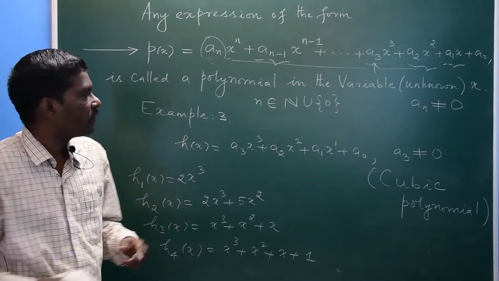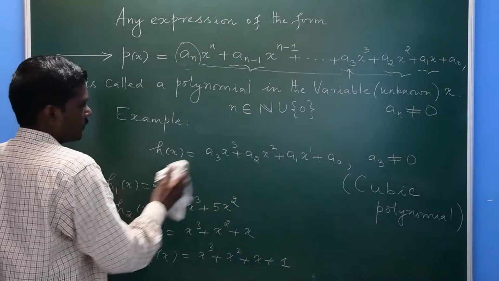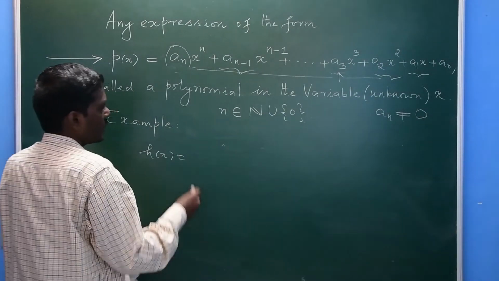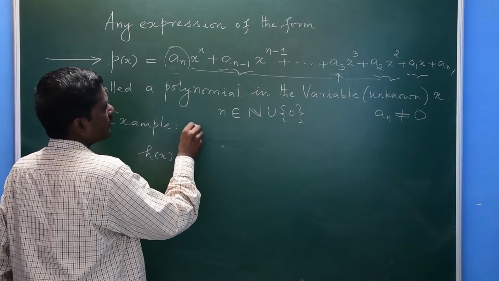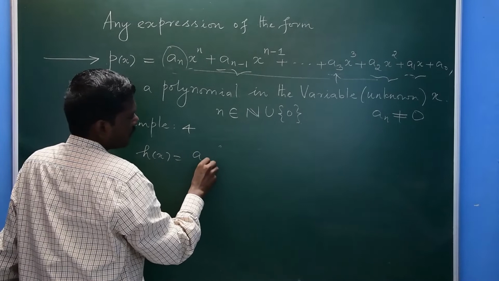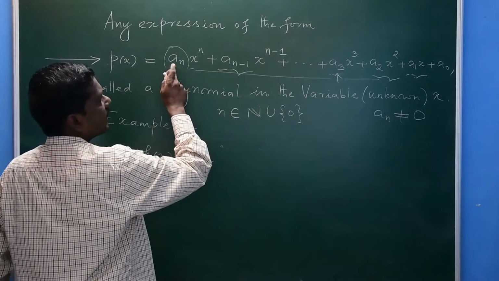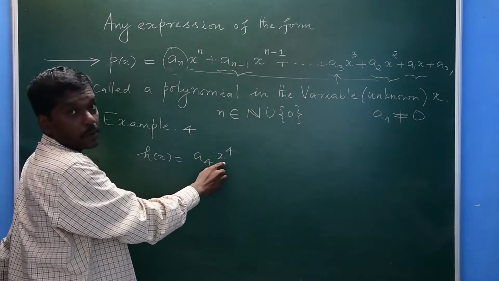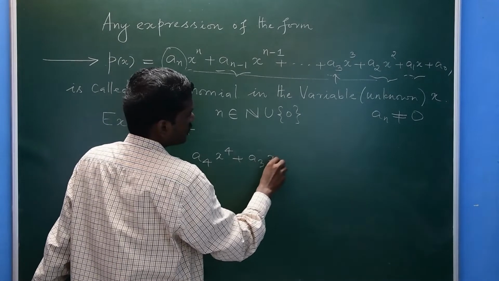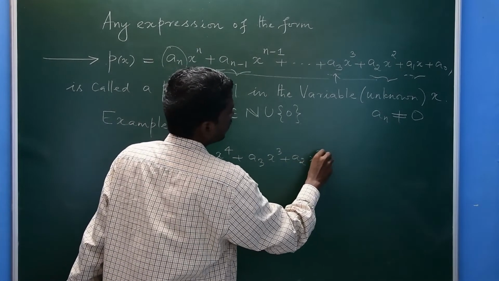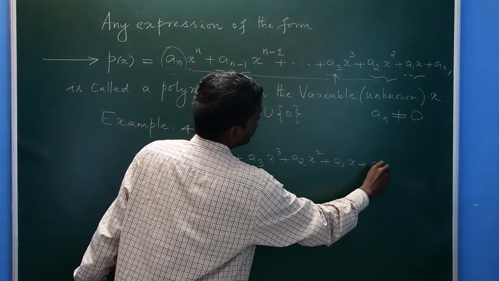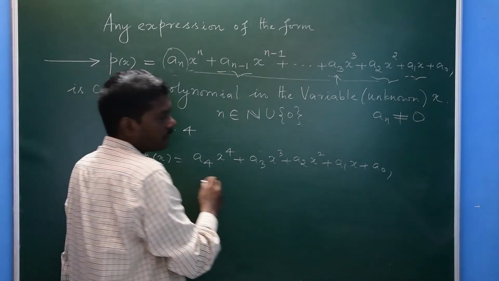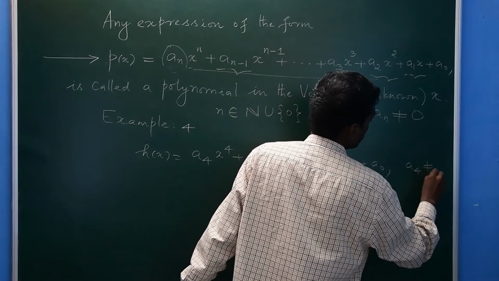Now we are going to see one more example and we stop. That one is example 4. That also can be obtained from here, starting from a4, with all the coefficients after a4 being 0. So a4 x to the power 4 plus a3 x cubed plus a2 x squared plus a1 x plus a0. For this to be a polynomial of degree 4, the condition that we have to put is a4 is not equal to 0.